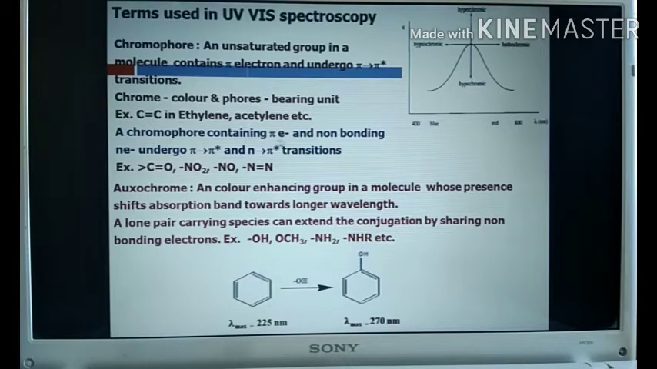A chromophore containing pi electrons and non-bonding electrons undergoes pi to pi star transition and n to pi star transition. For example, carbonyl in aldehyde and ketone, NO2, NO, azo group. Isn't it? This is what the chromophore is. Chromophores are simple. What will this absorption wavelength do? It will increase. That means it will shift towards the maximum value.